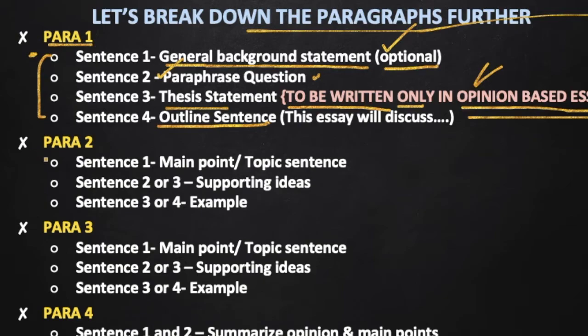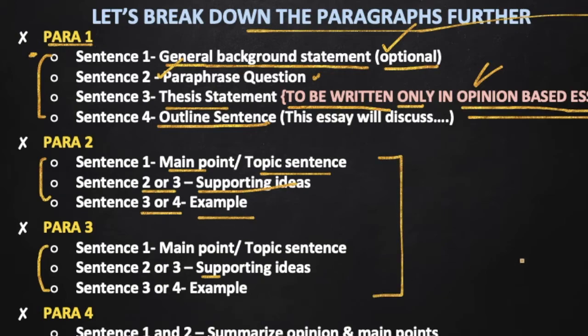Coming to the body paragraphs, they should follow the same pattern, which is first you are stating the main point, which is the topic sentence, then your explanation of that topic sentence in 2 or 3 sentences, which is your supporting ideas. Then sentence 3 or 4 should have examples. So at least 2 body paragraphs or a maximum of 3 body paragraphs discussing one key point each. So there should be no mixing of ideas in any of the paragraphs. One para should have one controlling idea.